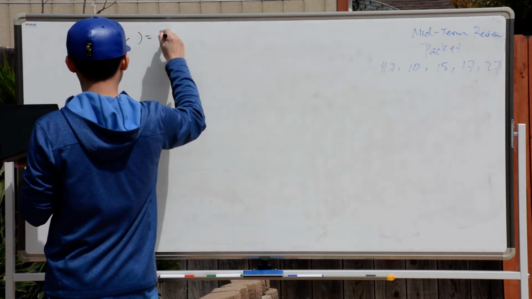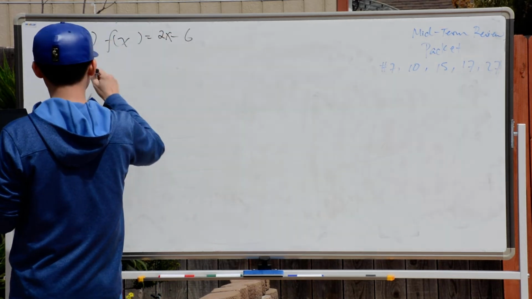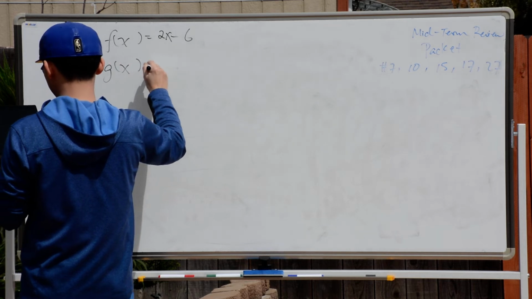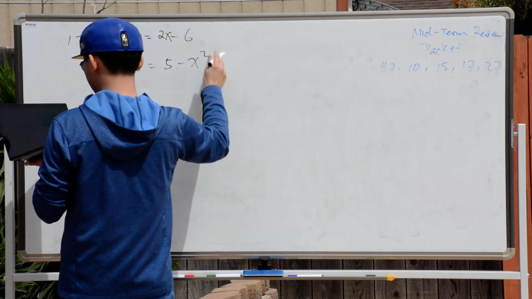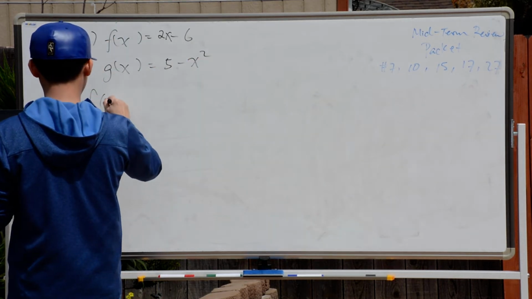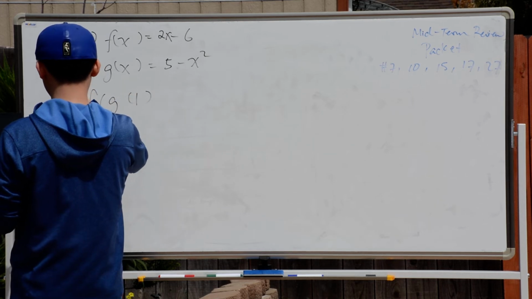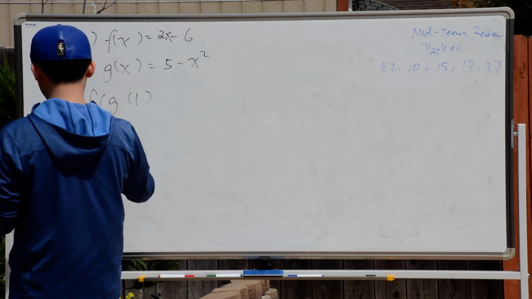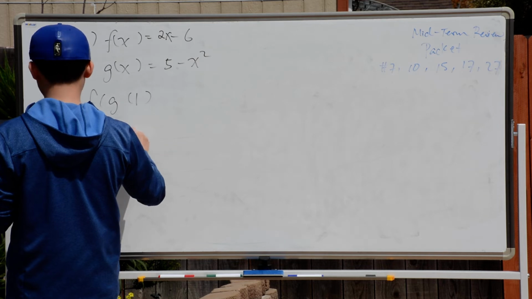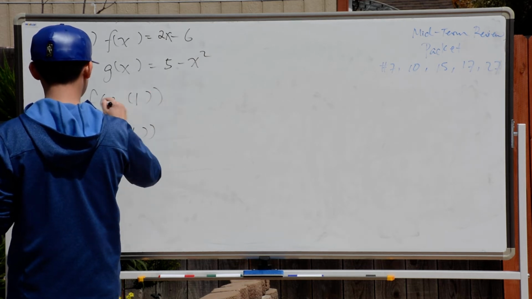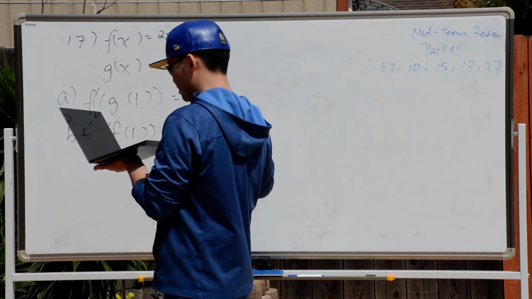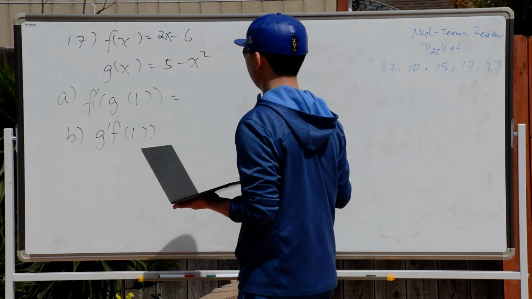So f of x equals 2x minus 6. It's a linear function. And then g of x is 5 minus x squared. Evaluate the expression. So we do have f of g of 1 for part A, and then for part B, we have g of f of 1. Inner function, outer function. So for the first part of this, you want to start with g of 1.